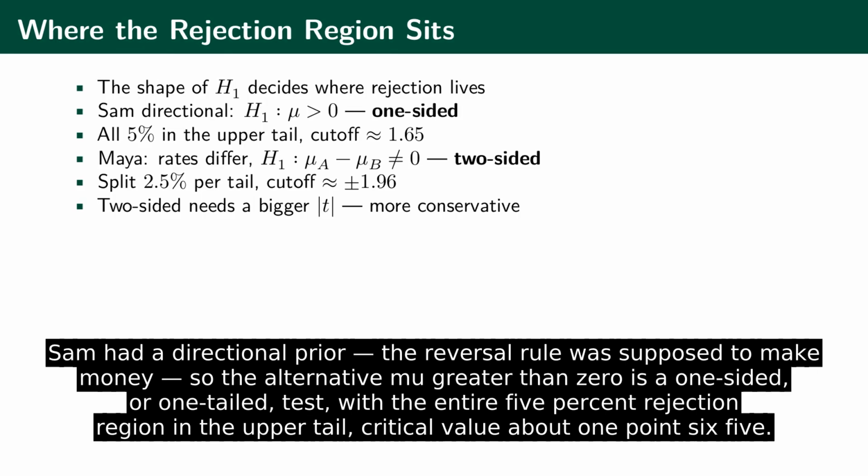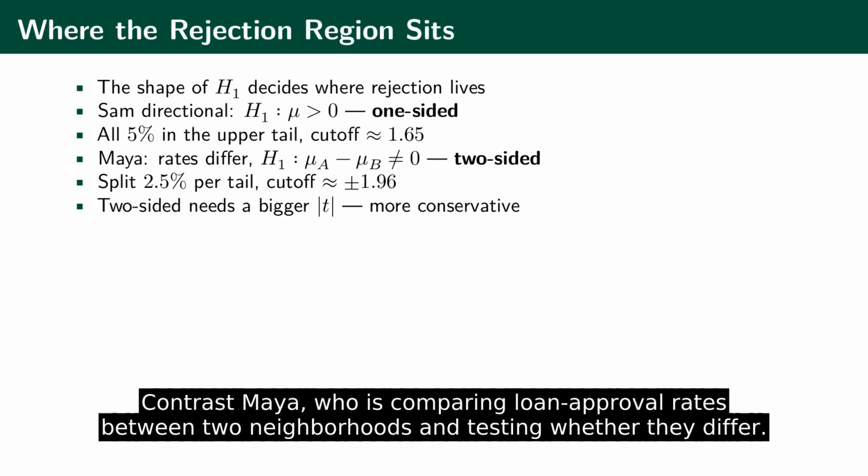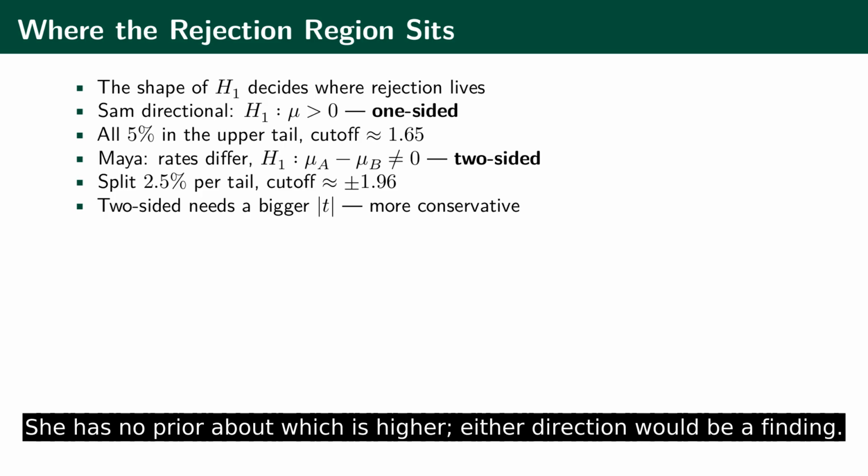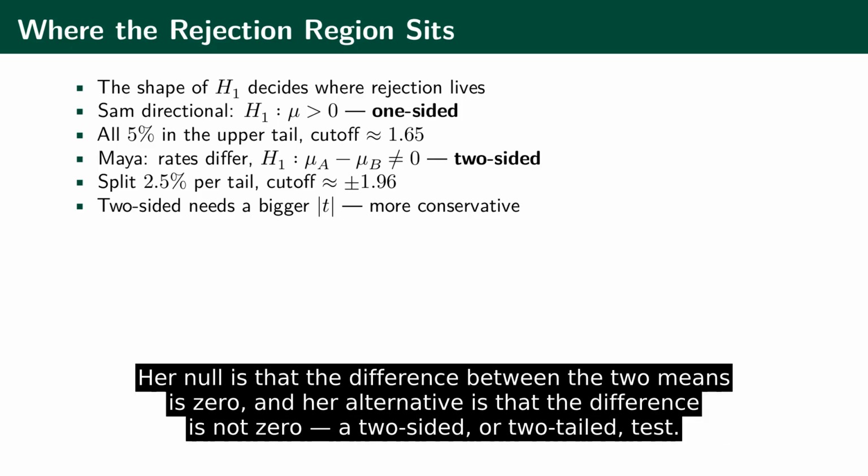The reversal rule was supposed to make money, so the alternative mu greater than 0 is a one-sided or one-tailed test, with the entire 5% rejection region in the upper tail, critical value about 1.65. Contrast Maya, who is comparing loan approval rates between two neighborhoods and testing whether they differ. She has no prior about which is higher. Either direction would be a finding.